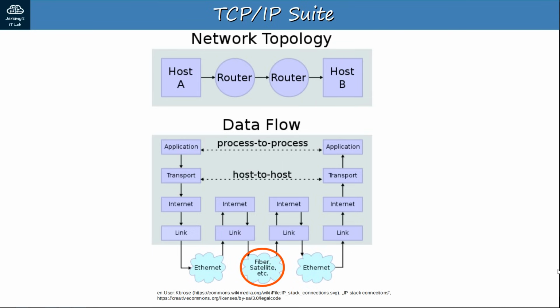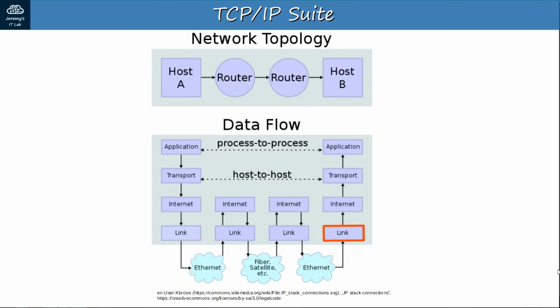From here, it is sent to another router, perhaps over long-distance fiber cabling. At the link layer of the second router, de-encapsulation occurs again, and this router also checks the destination IP address. Once it knows where to send the packet, it is once again encapsulated and sent over some medium, Ethernet cabling in this case, to host B.